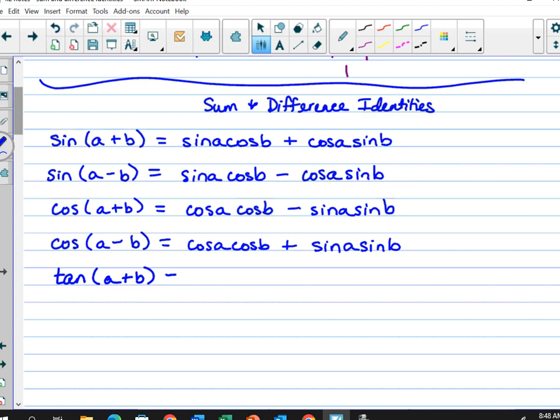All right, ready for the weird tangent ones? It's going to be a fraction. Well, it's tangent, which is essentially sine over cosine, so we get fractions out of this. It is tangent A plus tangent B over 1 minus tangent A tangent B.